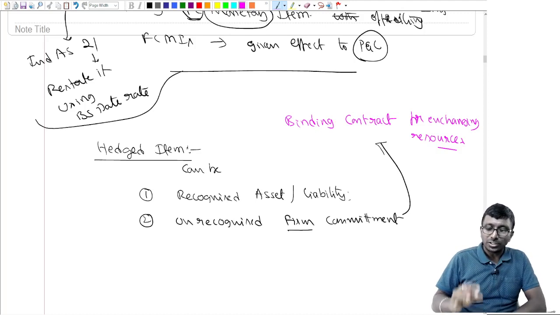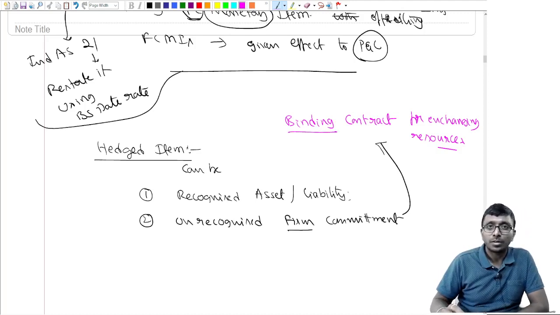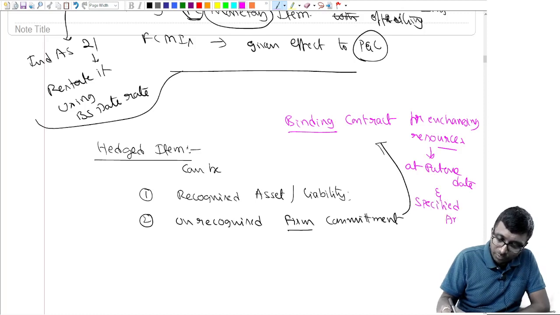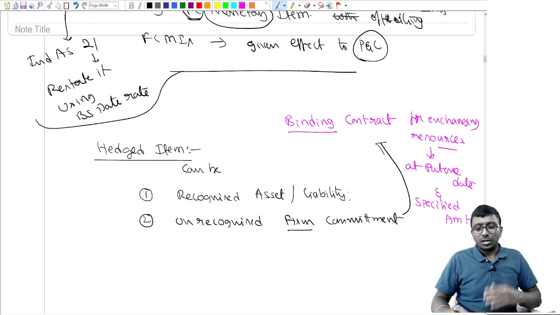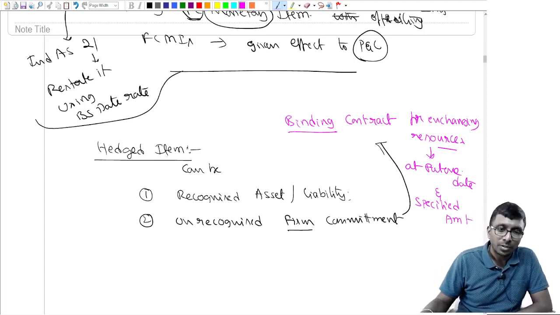So it is basically a binding contract for exchange of resources at a future date and at a specified amount. We will obviously be mentioning the amount and the date. Without that, what kind of contract would it be?